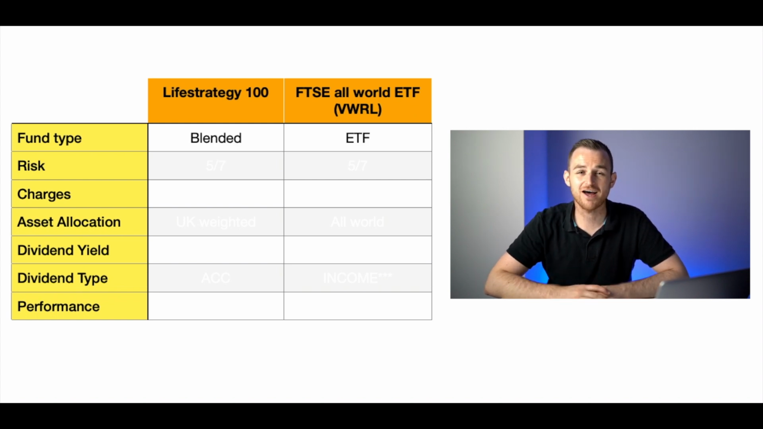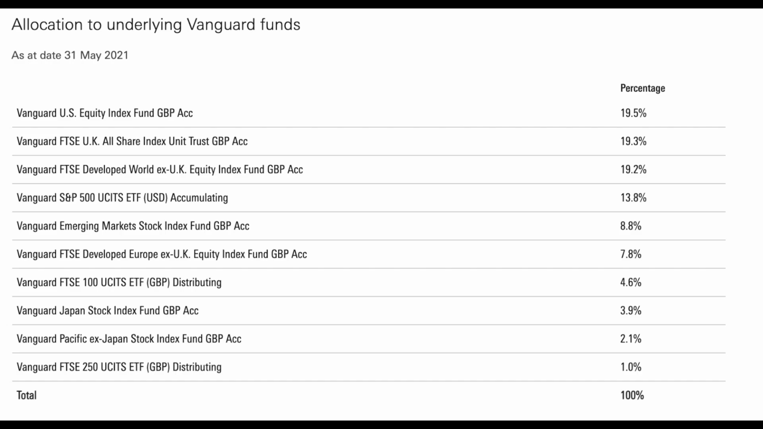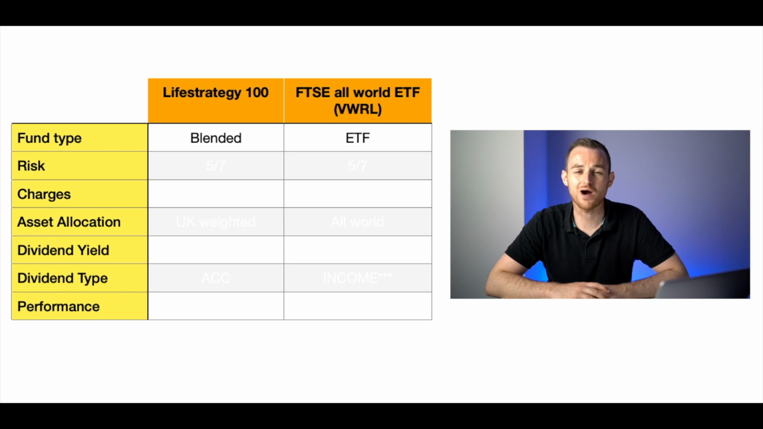So first up, the Lifestrategy 100. That is a blended fund. You might well be asking, what is a blended fund? This means it's actually made up of multiple other funds, both index funds and ETFs. You can see on the list that I'm showing you that these ETFs and index funds are targeting different markets around the world.